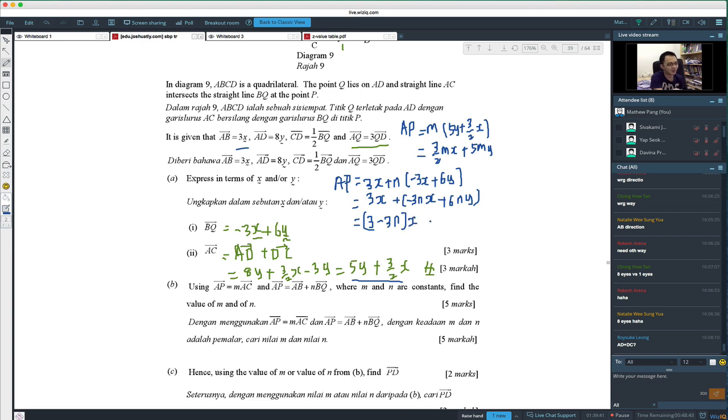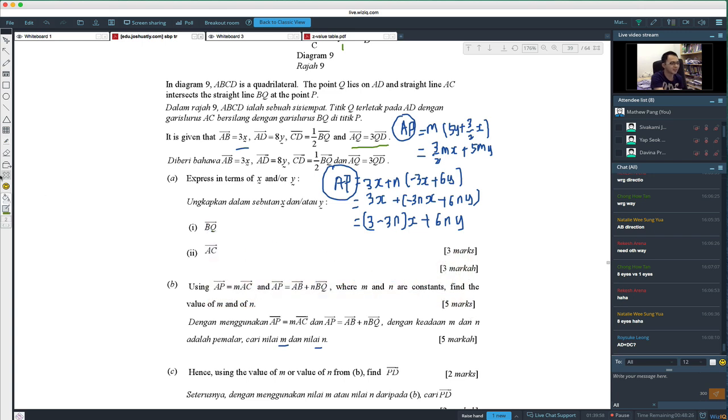Then in order to find the value of m and n, because both are AP, I will substitute both of them together. I will join them together. So what happens when I join them together? I will have the equation like this, maybe use red: 3 over 2 mx plus 5 my equals 3 minus 3n x plus 6n y.